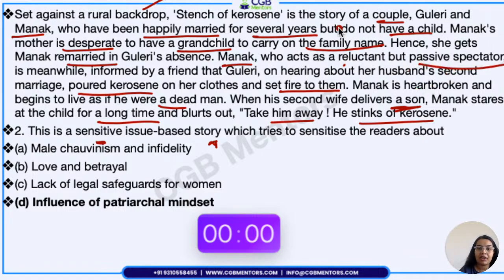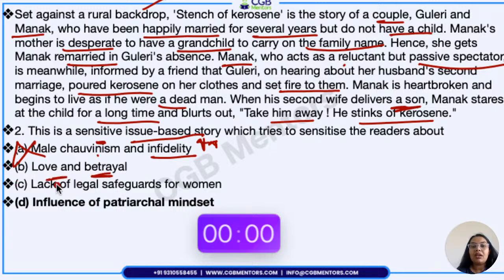Okay, now देखो यहाँ पे क्या हो. Male chauvinism and infidelity. Some of you can think that this is infidelity because he is unfaithful and gets married to someone else, but this is not what the story is about. You need to talk about the issue based story. What is the main issue mentioned here? It is not about people going around and being unfaithful in marriage. He had to do it because his mother forced him. So this was not the correct option.